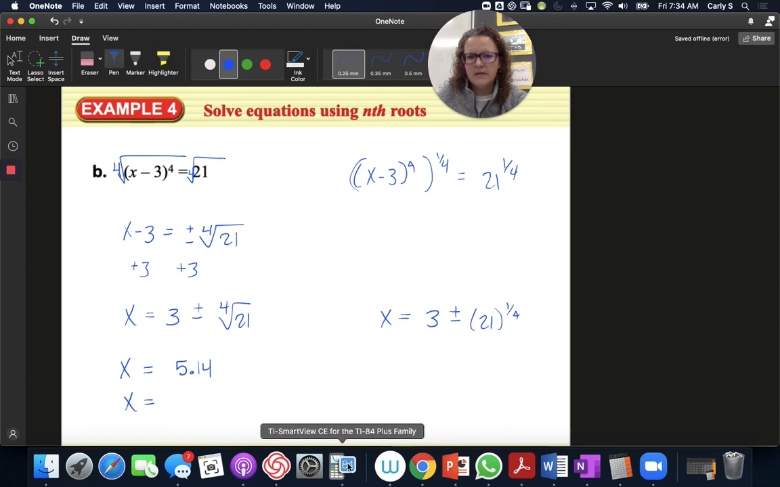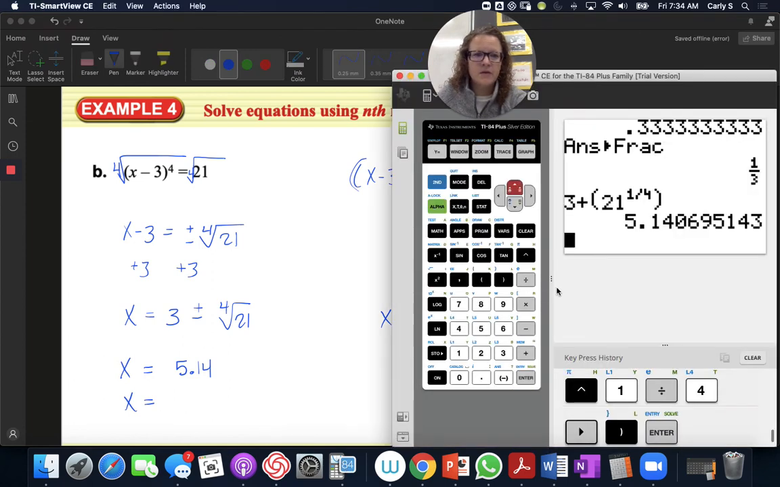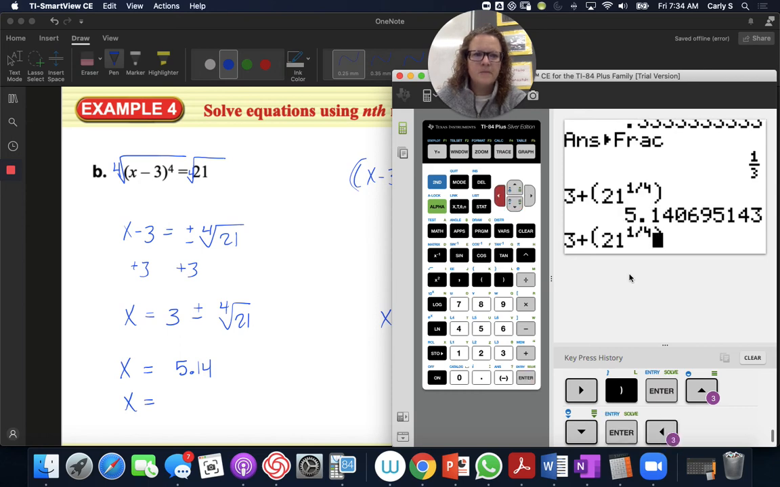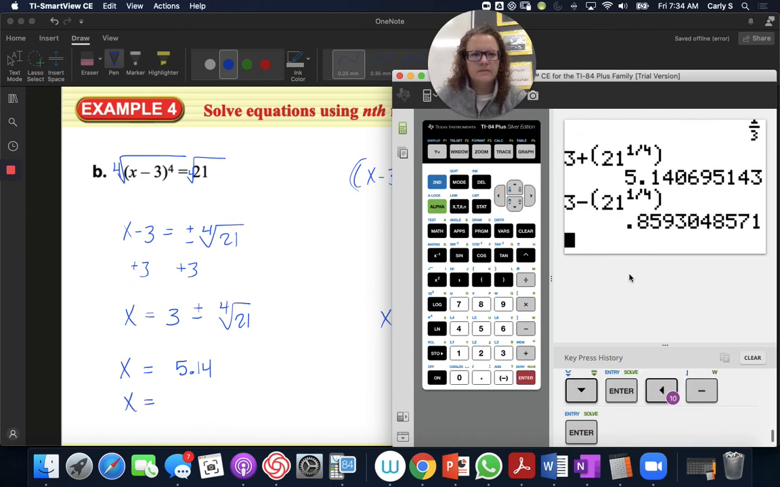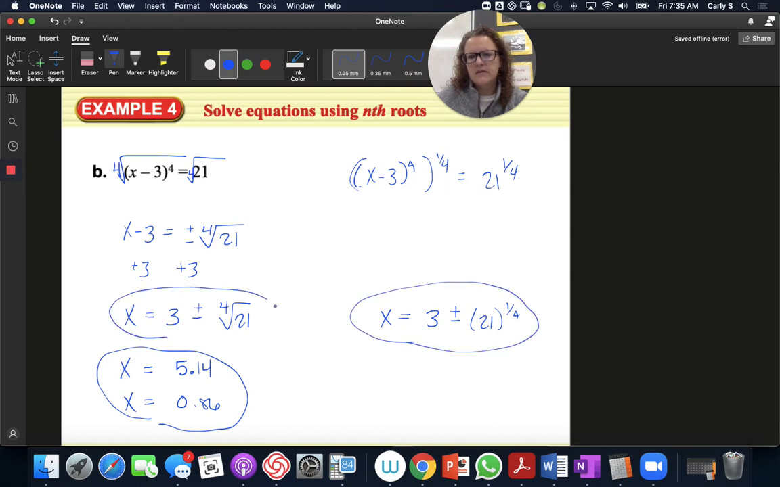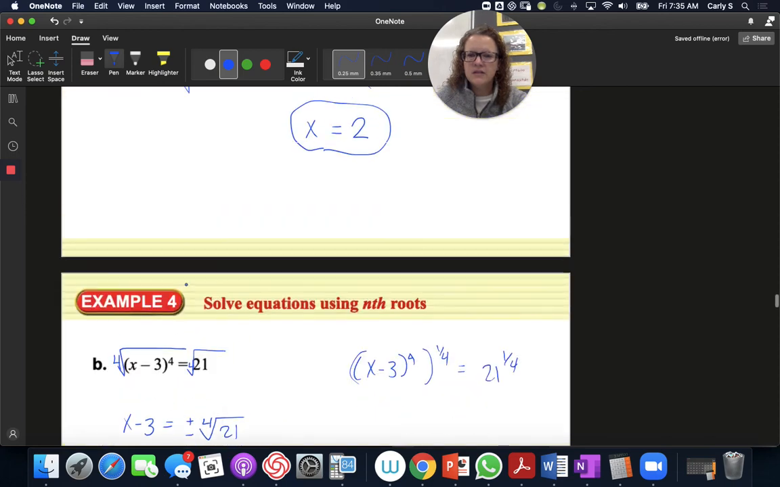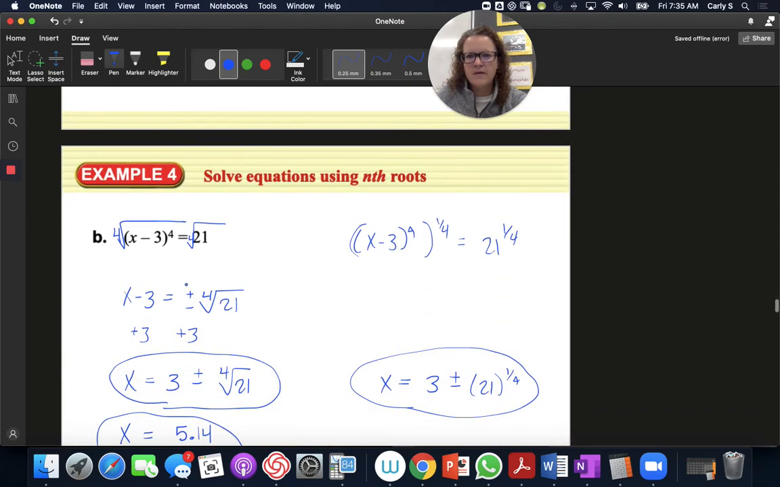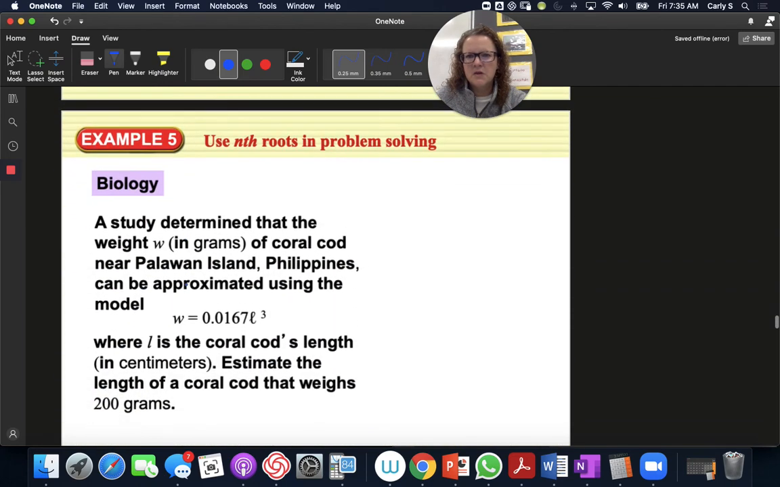I have to go again because it's minus. I'm going to go up here and grab that, change that into a minus because it's easier than typing the whole thing out. 0.86. Those are correct. That's correct. That's correct. The instructions didn't tell me to leave it in radical form, so I'm not gonna.